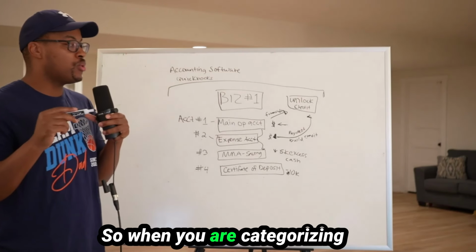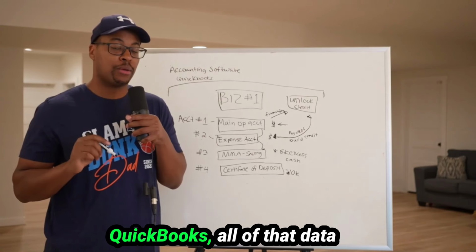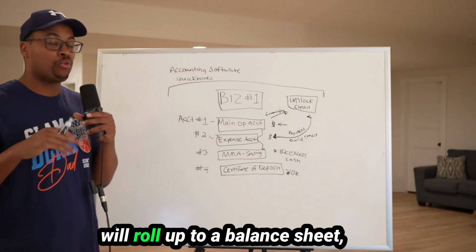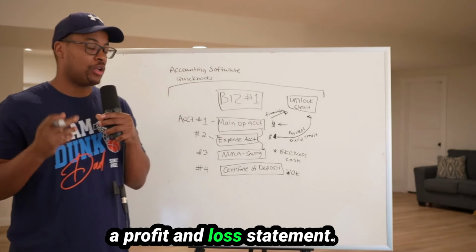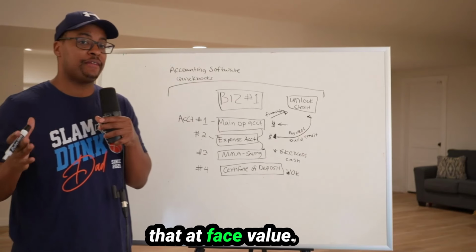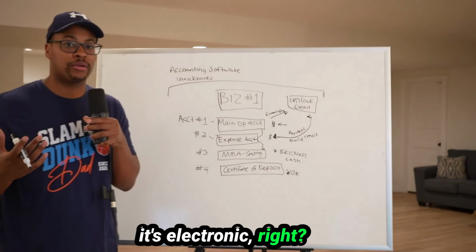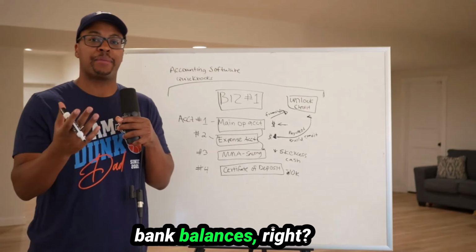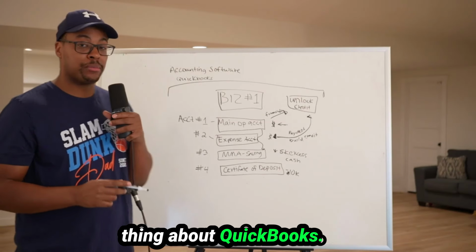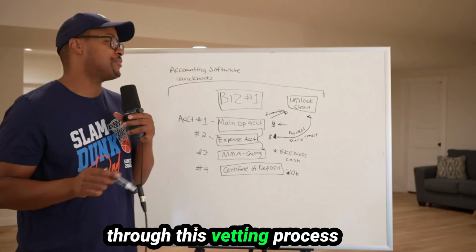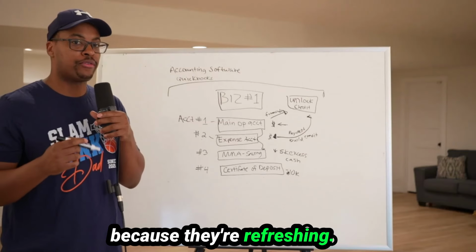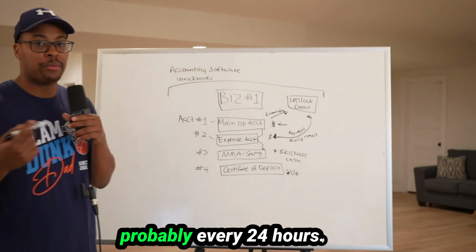So when you are categorizing your transactions in QuickBooks, all of that data will roll up to a balance sheet, a profit and loss statement. And so they'll take that at face value, and your data is already validated because it's electronic, right? You can't manipulate your bank balances, right? So that's another great thing about QuickBooks. You don't have to go through this vetting process because they're refreshing your account balances probably every 24 hours.